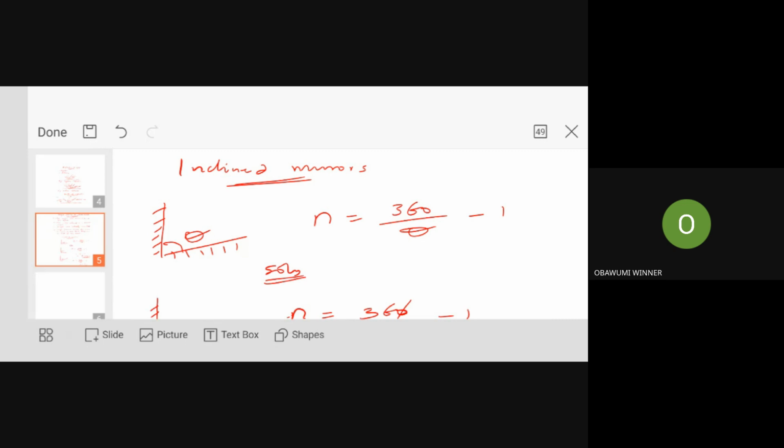All right, so moving on. Let's look at reflection on curved mirrors. We've looked at that of plane mirrors. Let's now see reflection on curved mirrors. So let me write that as a heading: Reflection on curved mirrors.